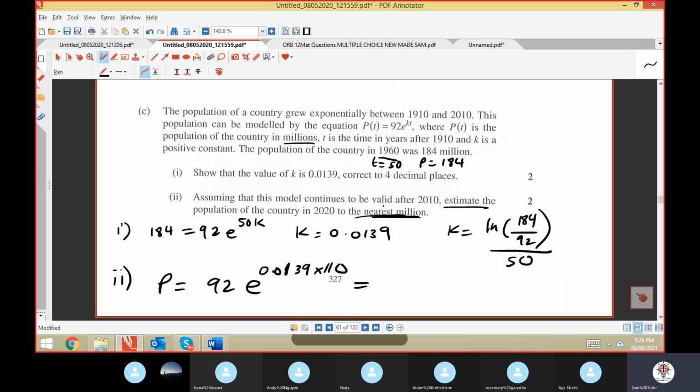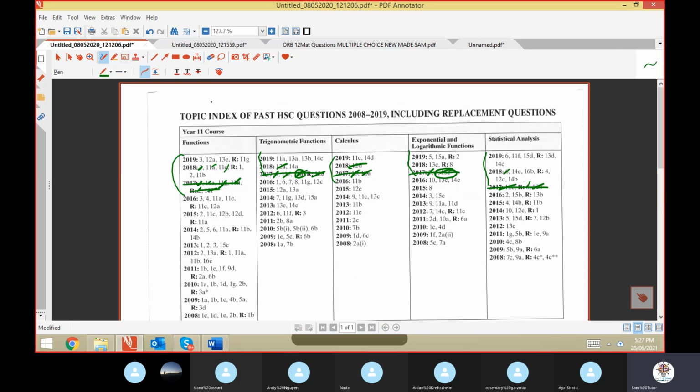You've got to think about, in 2020, have you got to that particular population that you're going to round to? Again, let me know if you want me to do it. Otherwise, I'm going to look at the next one. So just let me know.